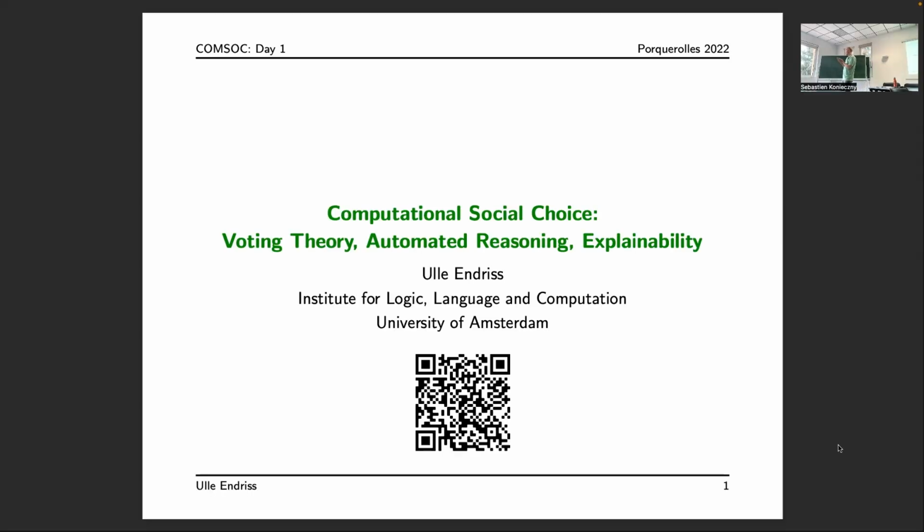Right, good morning. I trust you all had a refreshing swim this morning and you're ready to do some work. This will be about computational social choice.